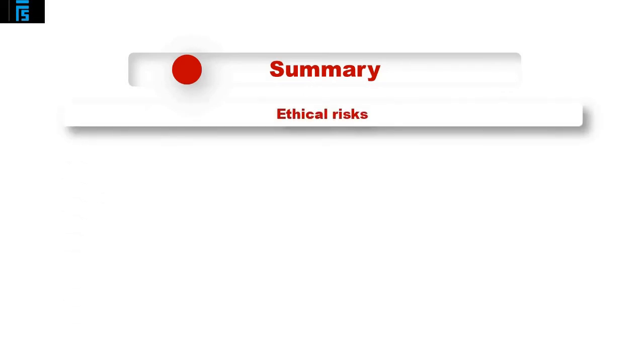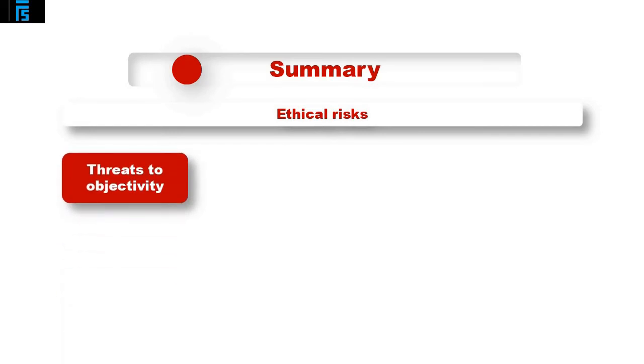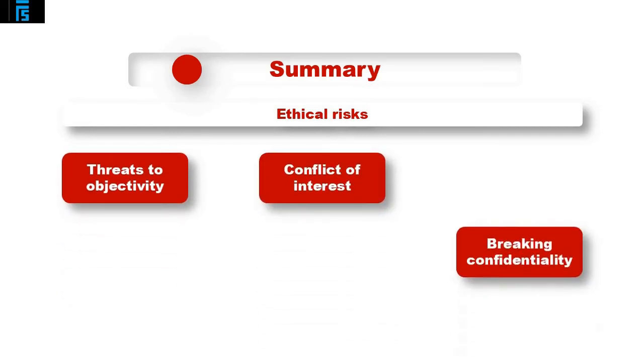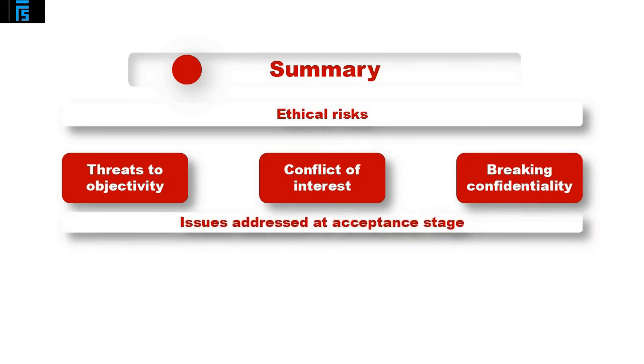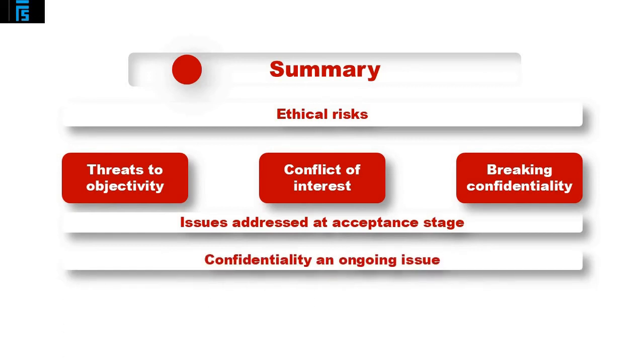To summarise this video, we have covered ethical risks relating to auditors. These were threats to objectivity, conflicts of interest, and breaking confidentiality. All three issues are addressed at the acceptance stage of an audit to identify how likely it is that these issues will cause problems for the audit process. Confidentiality is then an ongoing issue for the auditors and should be considered if any of the issues mentioned arise when working for the client.